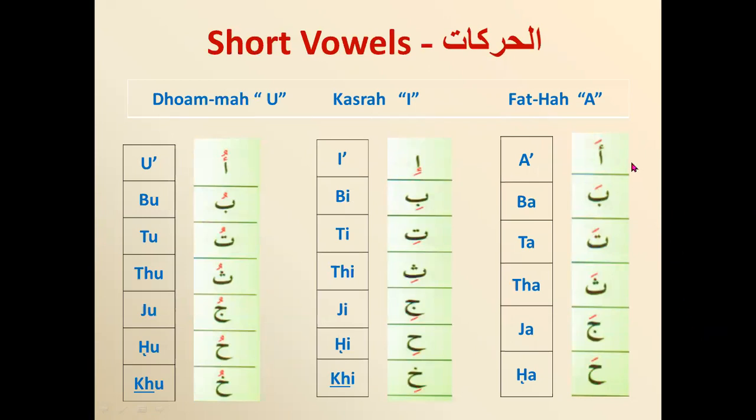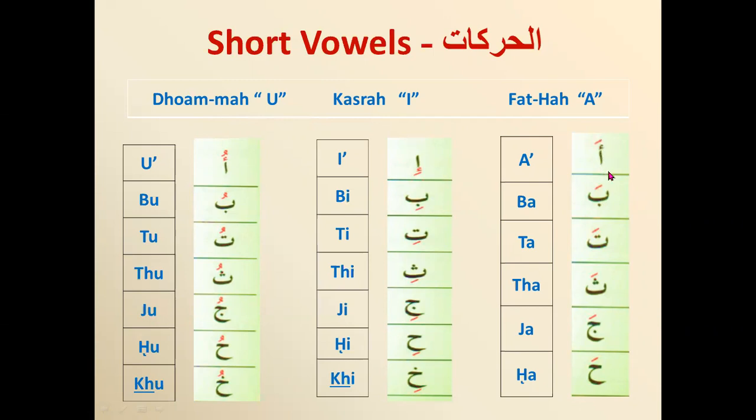Okay, so al-harakat means the vowels. Here we have the example of the short vowels, as you can see. We have fatha, and the sound is a. We have kasra, and the sound is e. We have dhamma, and the sound is u. Now the example here is hamza. This one is hamza, and it has fatha.